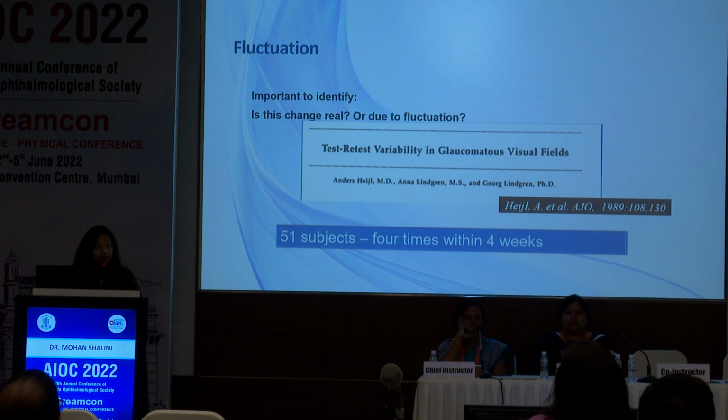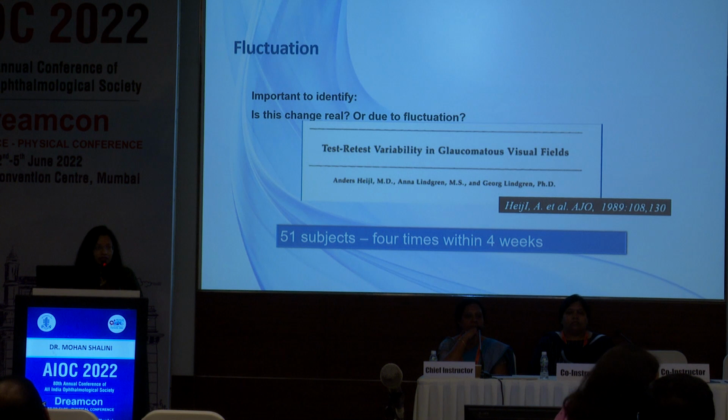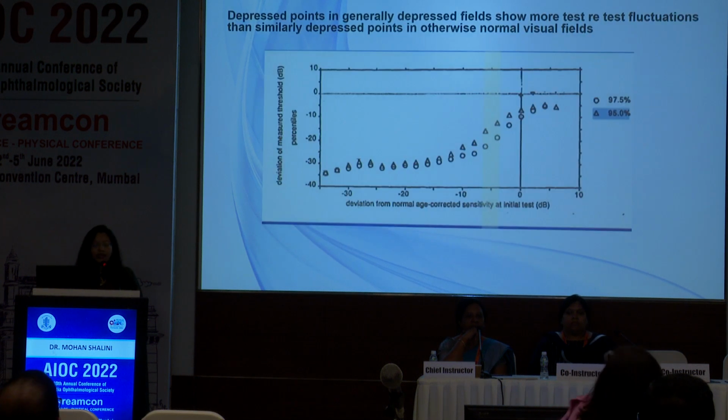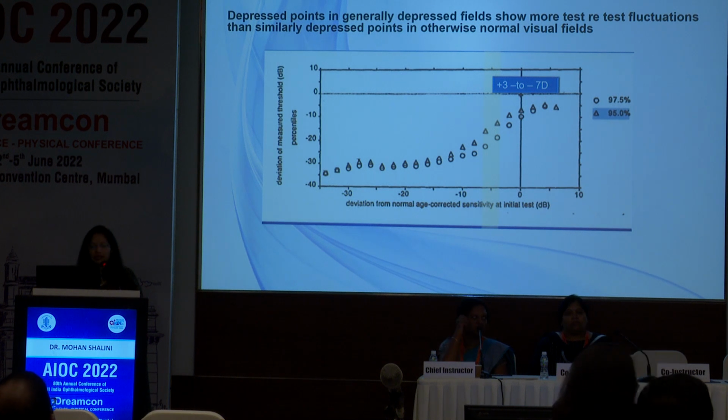Now, this was a study which was done on 51 subjects in which a visual field was done every week for 4 weeks. And what was seen was that whenever any depressed points were near to fixation, there was more test-retest fluctuation. Now, as we can see in this graph, if the depression is around 0 decibel, the fluctuation was from +3 decibels to -7 decibels.